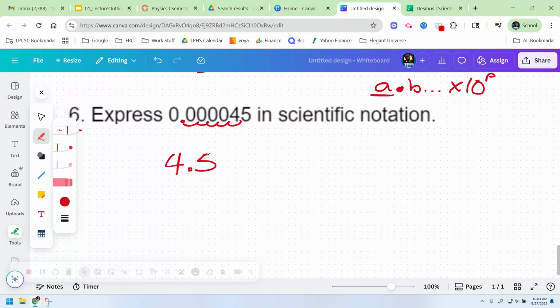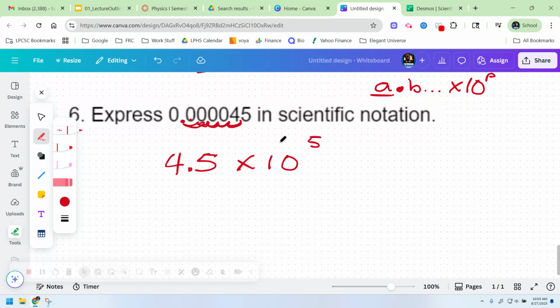Sometimes I have to count these twice. If it's more than like 3 zeros or something, I have to count it twice. So I go 1. How many times did I move it? 1, 2, 3, 4, 5. So now that's times 10. Now over here will be 5. And there's some rules. It will be positive 5 or negative 5.